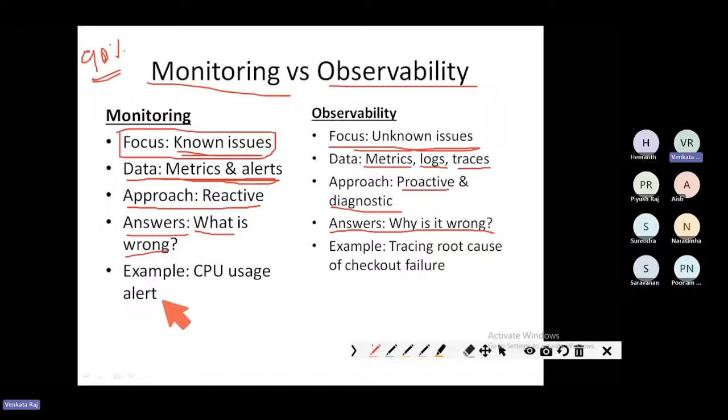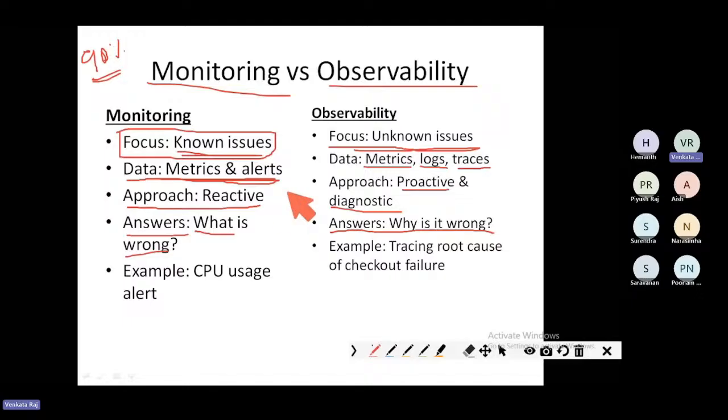So guys, the example for monitoring is basically the CPU usage alert, the one which I was explaining to you, right? I got an alert that CPU utilization went beyond 90%, for example. But if I go and analyze the traces during that window, I will be able to find out what caused the spike in the CPU utilization. All of you agree with me? Yes or no?